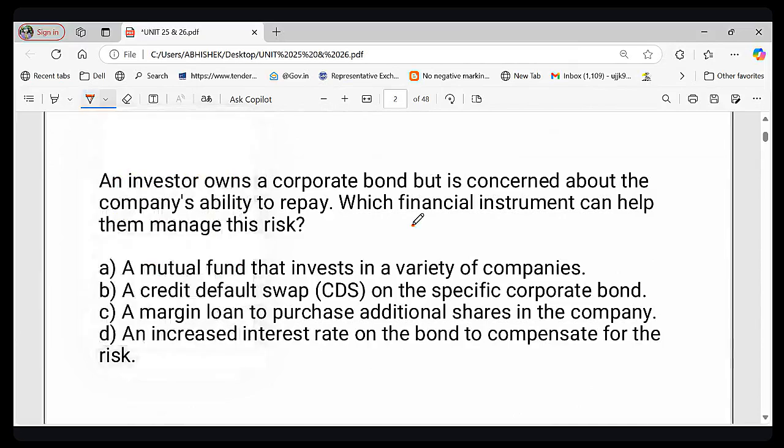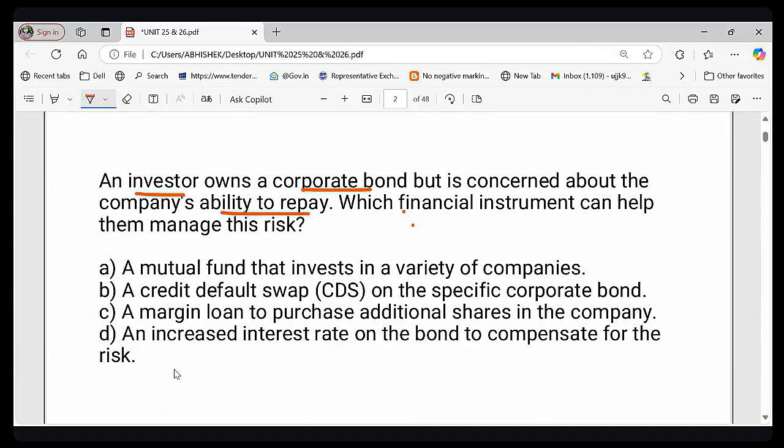An investor owns a corporate bond but is concerned about the company's ability to repay. Which financial instrument can help them manage this risk? Option A, a mutual fund that invests in a variety of companies. Option B, a credit default swap, that is called CDS, on a specific corporate bond. Option C, a margin loan to purchase additional shares in the company. And option D, an increased interest rate on the bond to compensate for the risk.